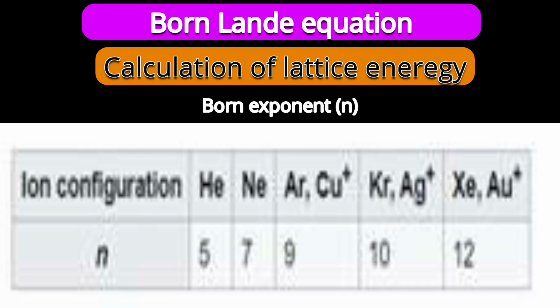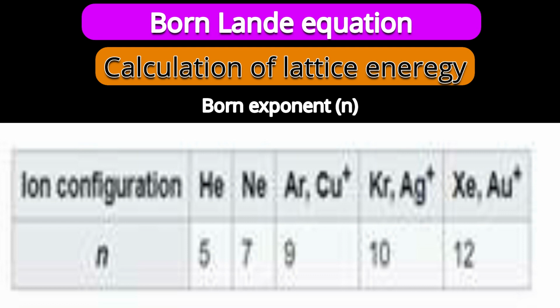That Born exponent can be found by means of electronic configuration. If the outer electron in the cation or anion is in the first shell, like the helium structure, the value of n is 5. If it is in the second shell, the neon electronic configuration, it is 7. If it is the argon electronic configuration, in the third shell, then 9 is the value of n. It may be in 3p or maybe in 3d, outermost electron, but in the third shell, 9.